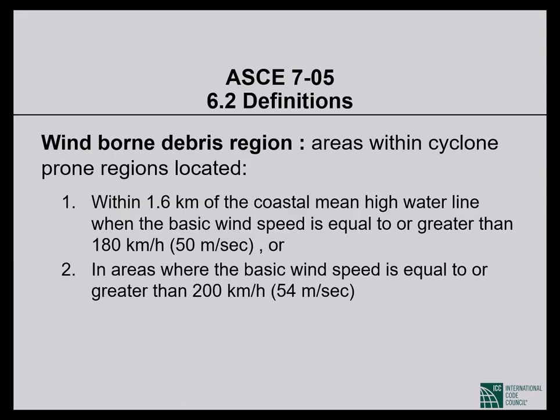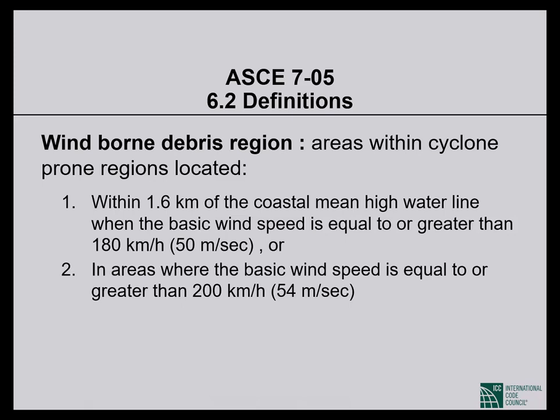Windborne debris region. These are areas within the cyclone prone region, within 1.6 kilometer of the coastal mean high water line, when the basic wind speed is equal to or greater than 50 meters per second, or in areas where the basic wind speed is greater than 54 meters per second.